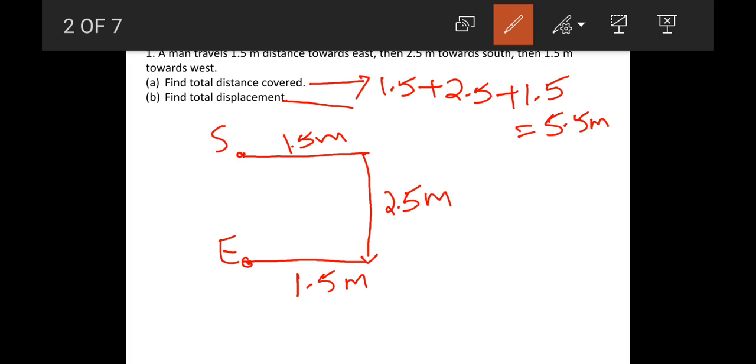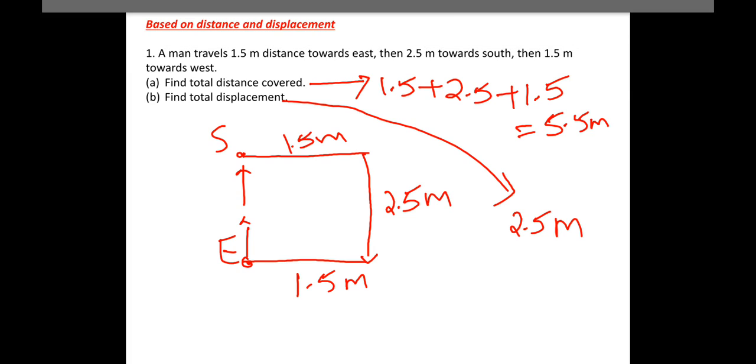Now for displacement. Displacement is the shortest distance, or the distance between the initial position and the final position, and it is this much. And how much is this? Equal to 2.5 meter. Hence your displacement is nothing but 2.5 meter. By simply observing the diagram, you can determine this. No need to do any calculation. Okay, moving to the second question.